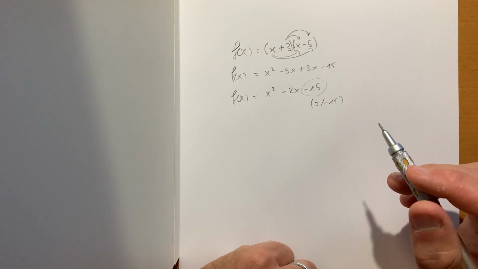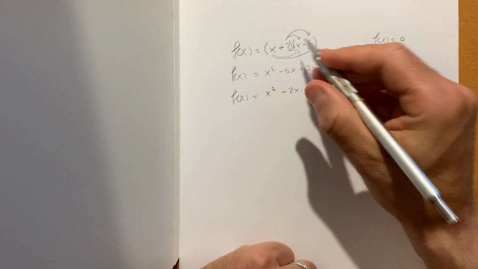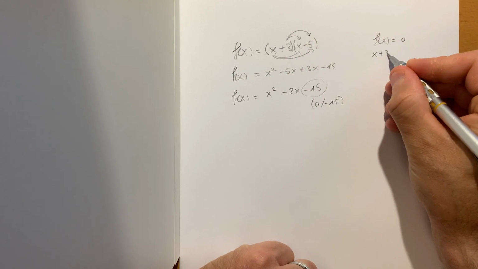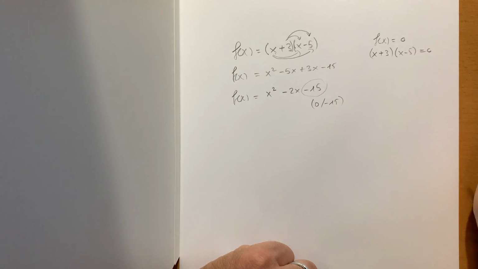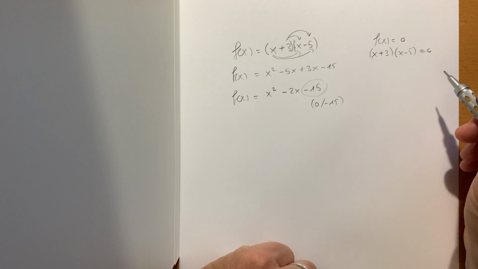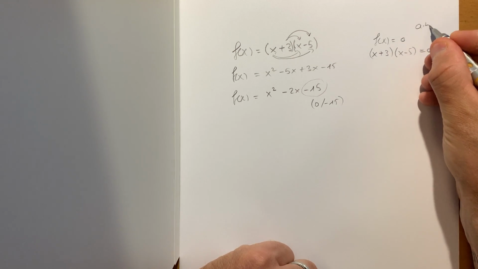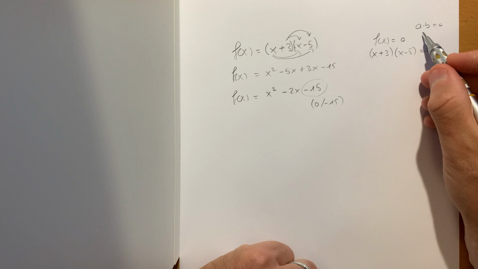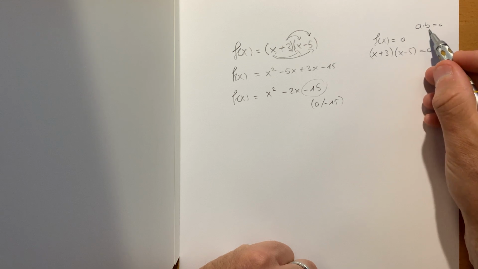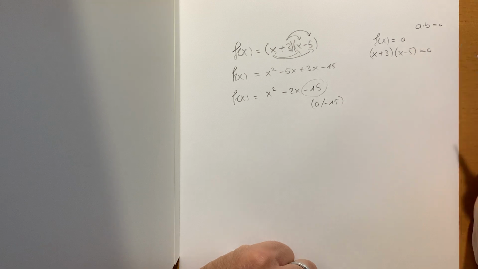So why is this such a good thing? Because when you set this one equal to 0, you get (x + 3)(x - 5) = 0. And you know, whenever a product like this, a times b, is equal to 0, then either a is 0, because 0 times b is 0, or b is 0, a times 0 is 0, or both are 0. 0 times 0 is 0.